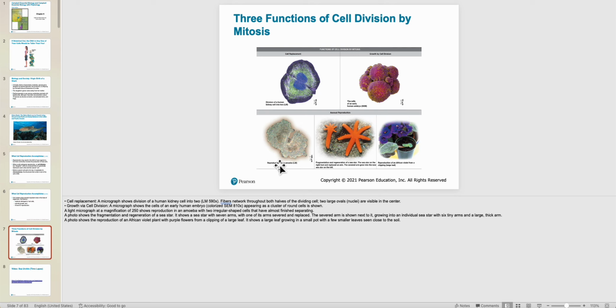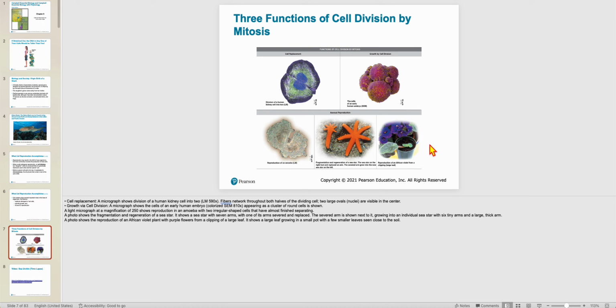Then down here, we have an amoeba, again, reproduction. Then we have another type of growth and reproduction, and that is a starfish here. So that's one kind, where if one leg of a starfish breaks off, it actually will grow an entire new body. And again, we are dealing with mitosis here.